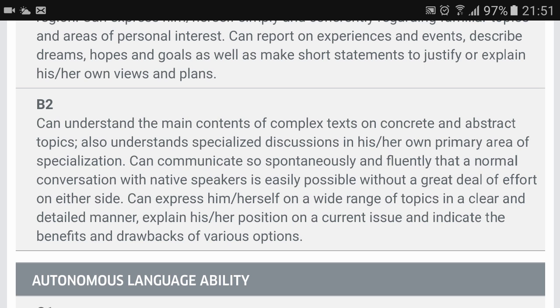Here at B2, you can understand the main content of simple and complex texts on concrete and abstract topics. Understanding these texts when they are written in a really complex way is actually difficult, according to me. I find it difficult, but that is the requirement of this level. You have to communicate with a certain fluency with the examiners, and you have to understand that fluent language when somebody speaks to you. So that is the level.